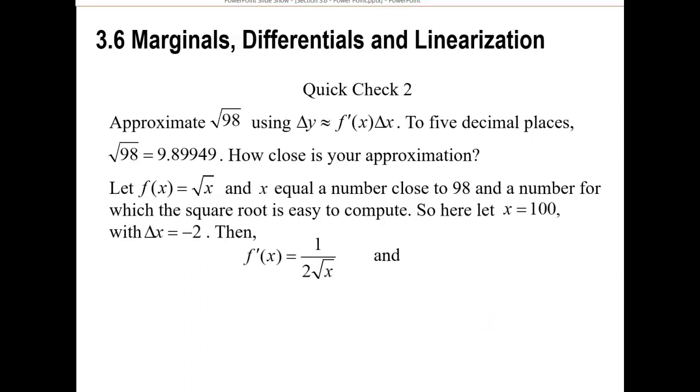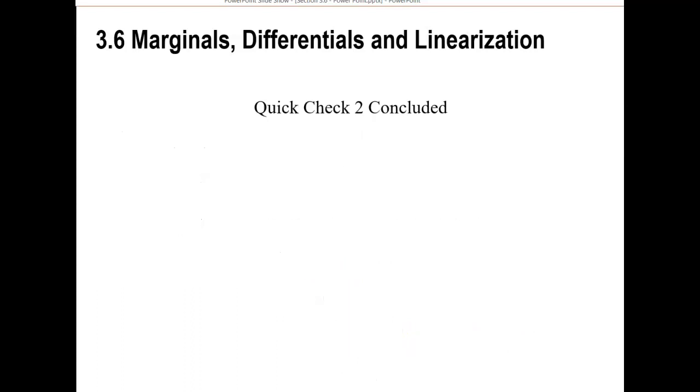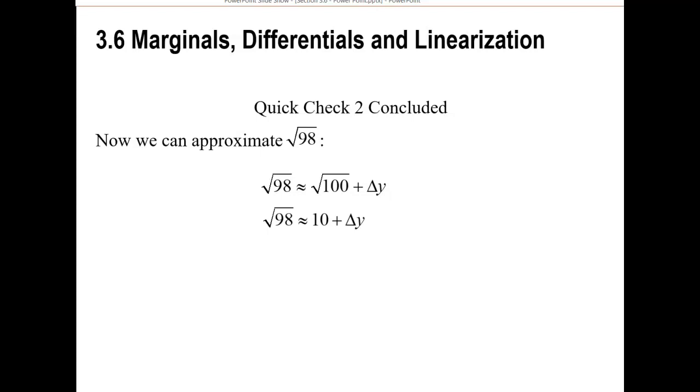So again, my derivative of my function f. Delta y is the derivative evaluated at my x choice, so plugging in 100 and multiplying it by my delta x value. So plugging in 100 into this, then multiplying it by -2, gives me -0.1 as the change in y. So the square root of 98 is approximately the square root of 100, that's what we used to estimate, plus my change in y value that I calculated. So that's 10 minus the 0.1 from the delta y, or 9.9.